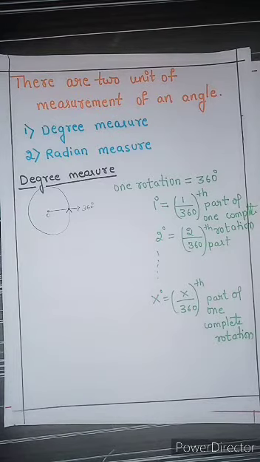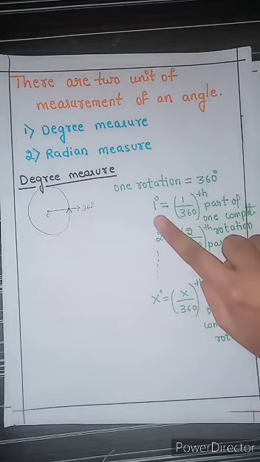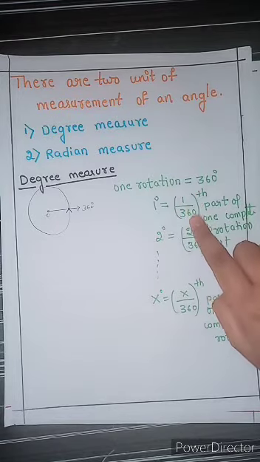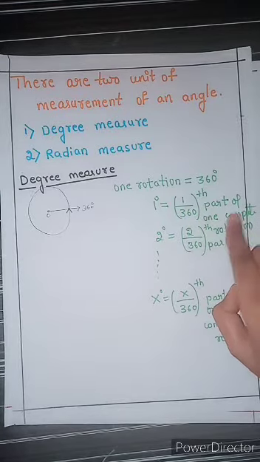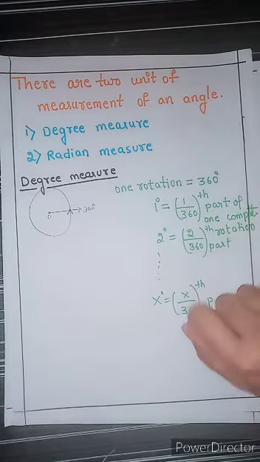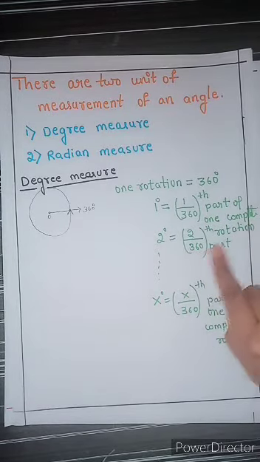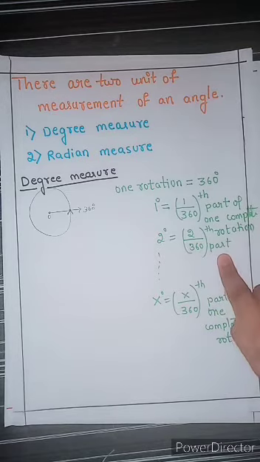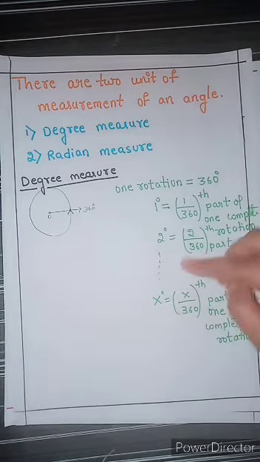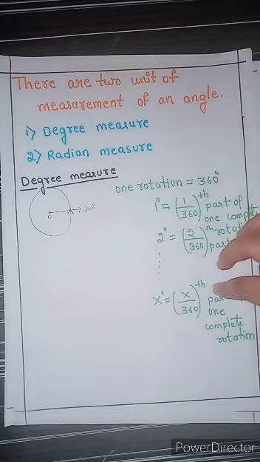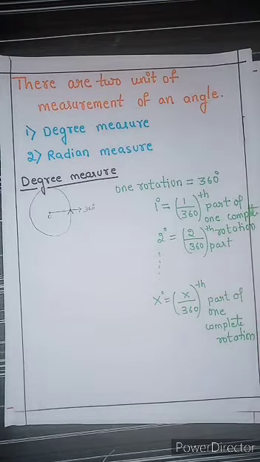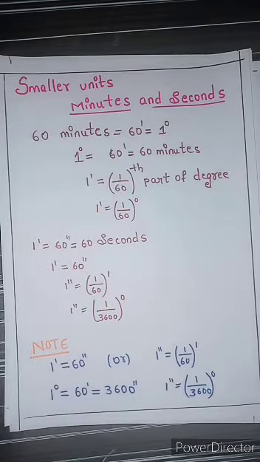Okay, as I already told you that one rotation is divided into 360 parts and each part of it will be 1 degree. So 1 degree is equal to 1 by 360th part of one complete rotation, whereas 2 degrees is equal to 2 by 360th part of one complete rotation, and so on. X degrees is x by 360th part of one complete rotation.